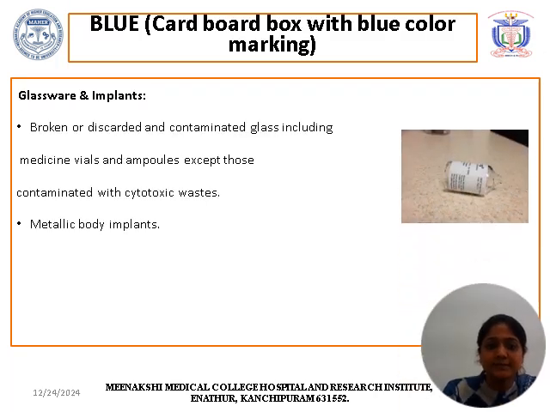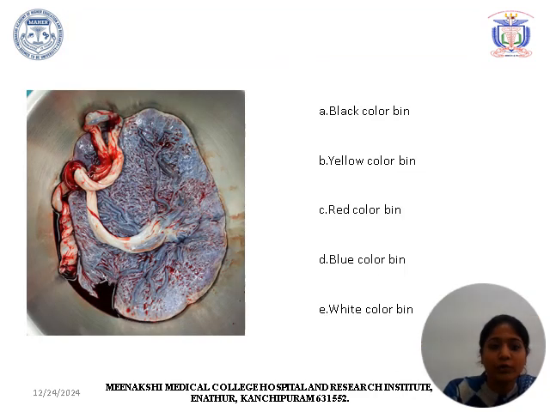A blue color bin is also not a puncture proof box, but it can be a cardboard box with blue color marking. Okay, so basically all this contaminated glass or broken ampoules, medicine vials, and those contaminated with cytotoxic waste can be discarded in blue color bins, and the metallic body implants. Okay, so we've finished with the four color bins, and this is a quick recap of what we have dealt with before.